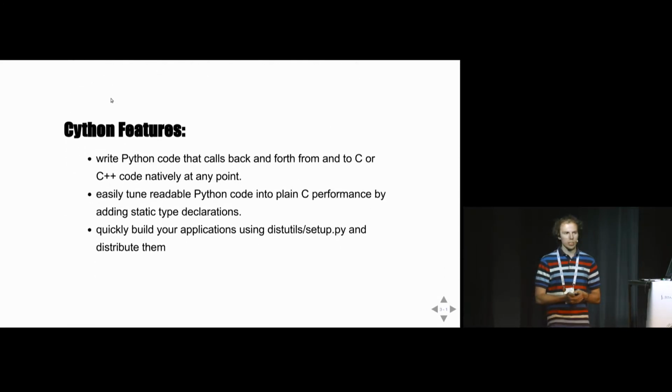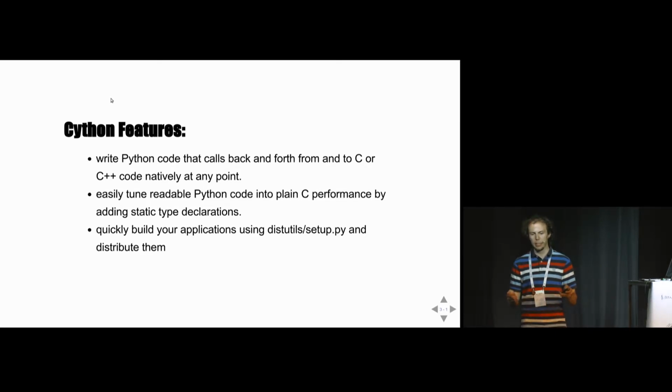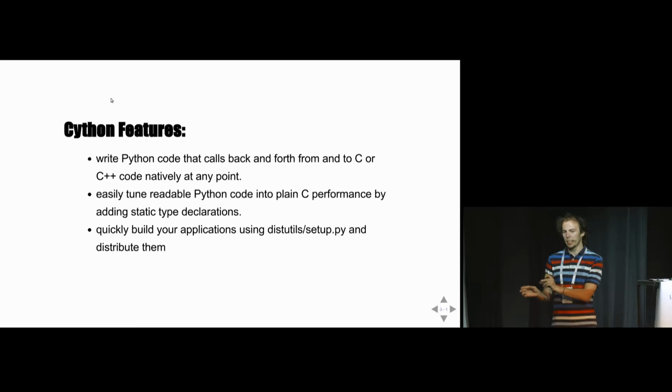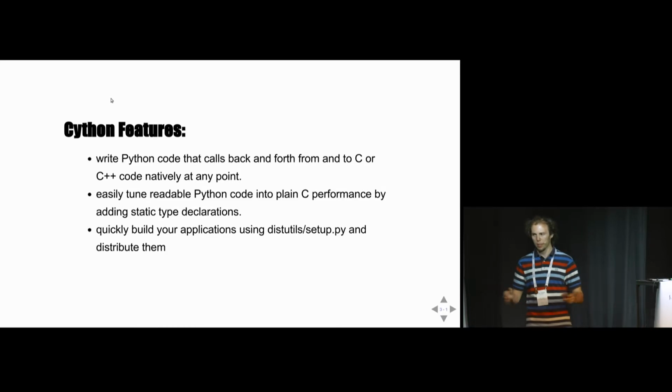So beyond just speed, Cython is useful for several other things. You can wrap C libraries with Cython and then convert the C data types such as vectors into Python lists, for example, because Cython understands both the C world and the Python world.